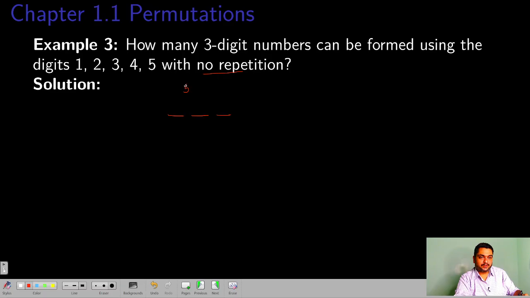So I have to choose from 5 digits and arrange 3 digits. So why is it a permutation problem? If you observe here, if I choose 1 here, 2 here and 4 here, and similarly, with the same 3 digits, if I place 1 here, 4 here, 2 here, see, 124 is different from 142, right? That's why it's a permutation problem. 5 factorial divided by (5 minus 3) factorial, which is 2 factorial. So this comes out to be 60.